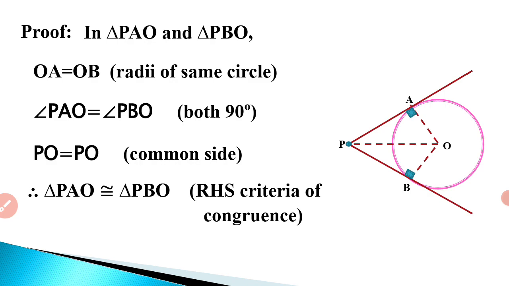Once I prove the triangles to be congruent, I can say that PA is equal to PB, because once the triangles become congruent, all the remaining corresponding parts are equal. The reason is CPCT, that is, corresponding parts of congruent triangles. This is how we prove that the lengths of the tangents from a point outside are always equal.